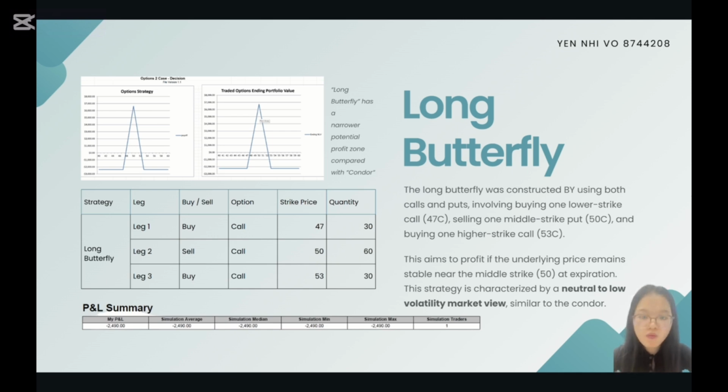The P&L performance shows that it had a loss of $2,490, already accounting for option premium. Although the butterfly recorded a loss, its real-life P&L and payoff shape match the theoretical expectation. The negative return reflects that the market price had drifted away from equilibrium rather than an execution error.